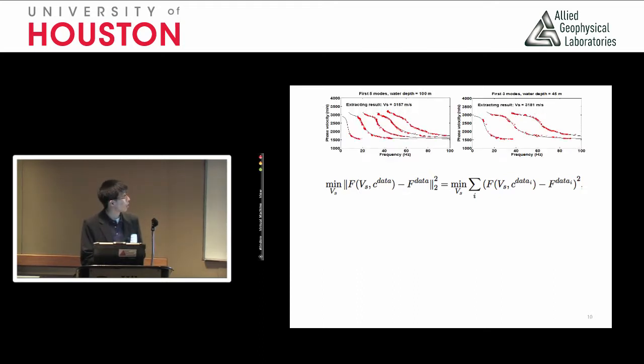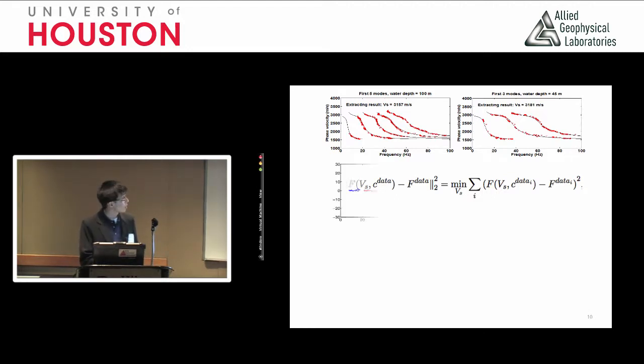And this is our least square fit. The red dots are our data from the experiment, or from the physical modeling, and these black curves are our theoretical calculation with our extracted shear wave velocity. When the water depth is 100 meters, we have this one, and when water depth is 45 meters, we have 3181, this velocity. So the difference between these two is not that much.